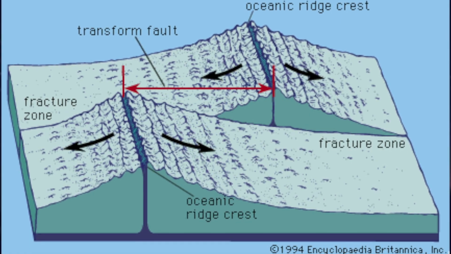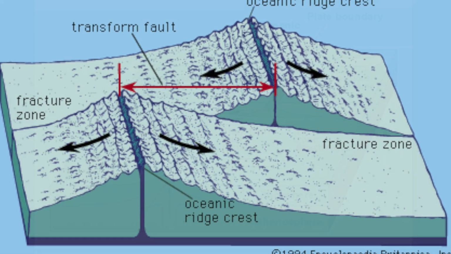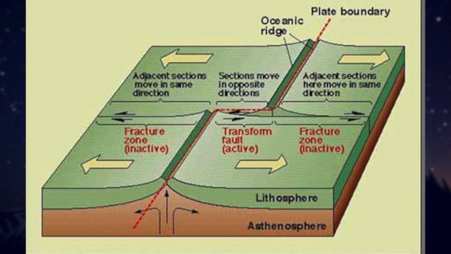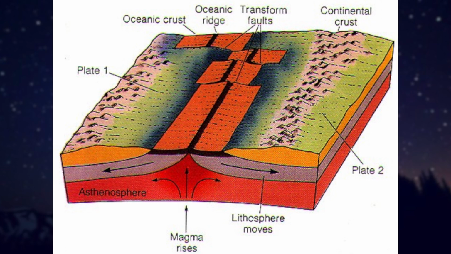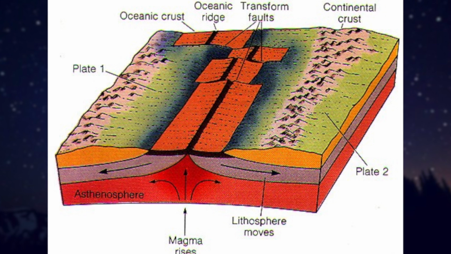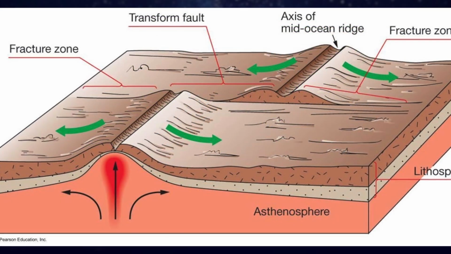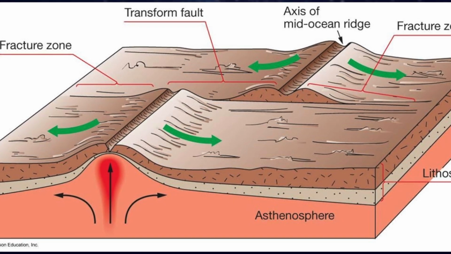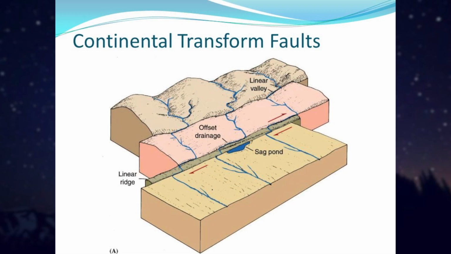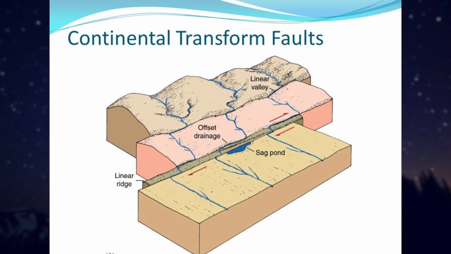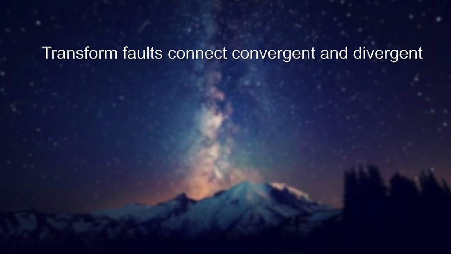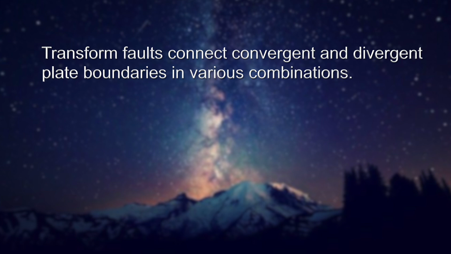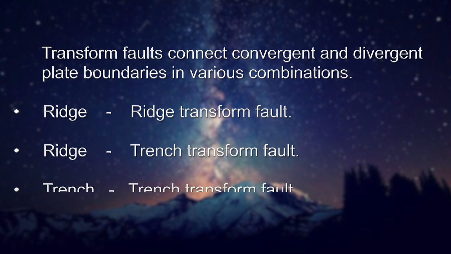Transform faults are located perpendicular to the mid-oceanic ridges. The movement of the plate is parallel or lateral. Transform faults are found to transect or offset the mid-oceanic ridges. The transform faults link plate generation areas, that is, mid-oceanic ridges, with plate destruction areas such as trenches. Transform faults are roughly located parallel to the direction of plate movement. Transform faults connect convergent and divergent plate boundaries. Various combinations are ridge-ridge transform faults, ridge-trench transform faults and trench-trench transform faults.